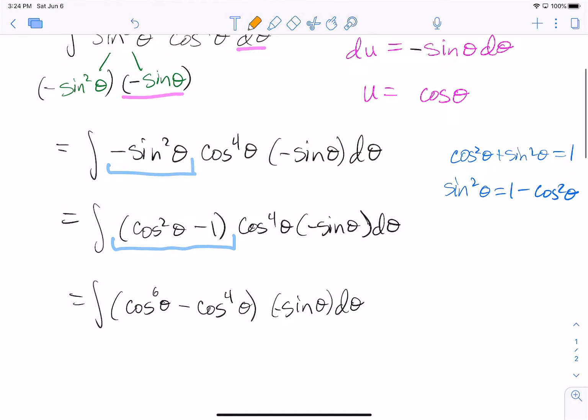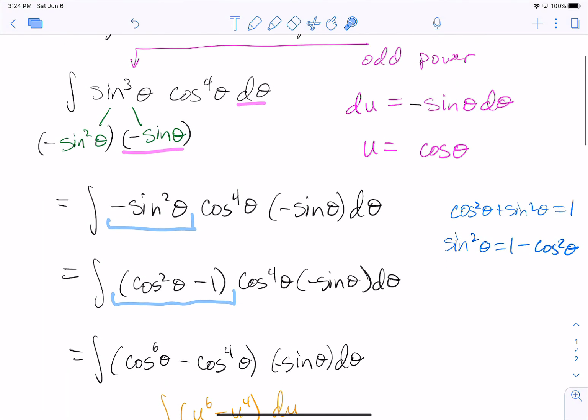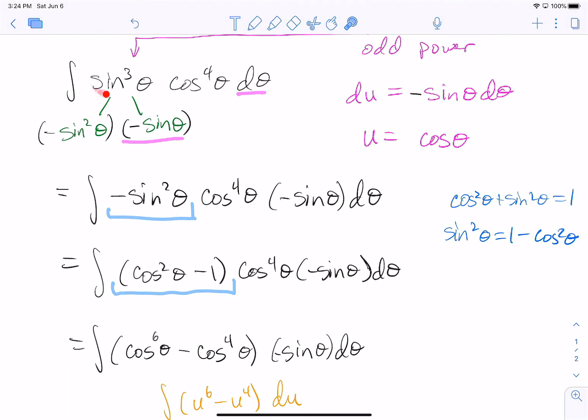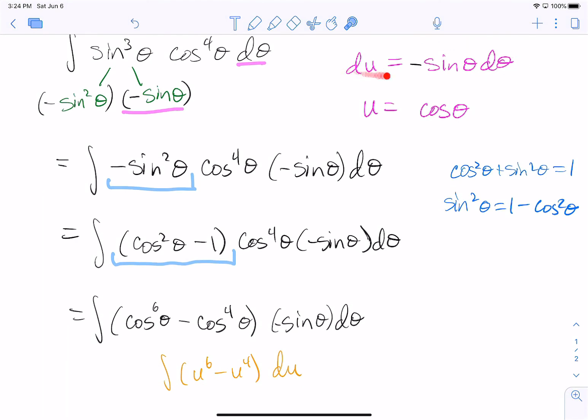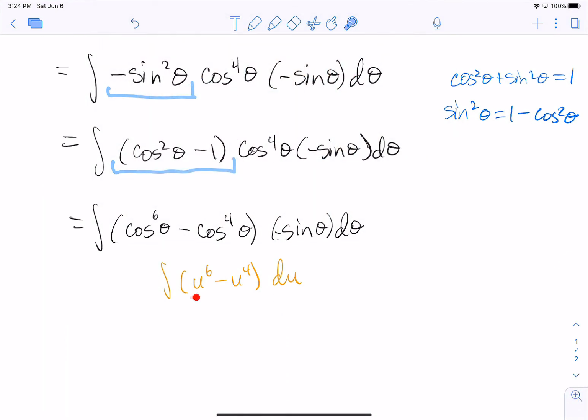Essentially, at this point, what we have is the integral of u to the sixth minus u to the fourth du. Being able to write it this way was the point of everything that we've done. That is, identifying which trigonometric function had the odd power and making that our du, and then converting all other instances of that trig function into the other one. At this point, since our integral looks like u to the sixth minus u to the fourth du, we're going to integrate using the power rule. We end up with 1/7 times the cosine to the seventh of theta minus 1/5 times the cosine to the fifth of theta plus c.